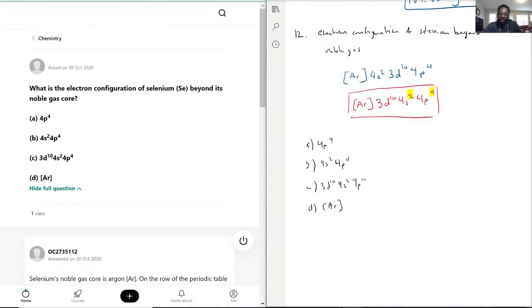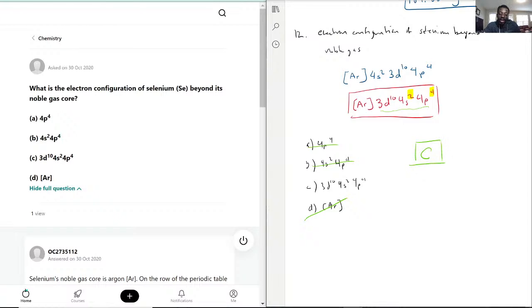So its noble gas actually, as we even used, is literally the argon, so that one's not even going to be an option. And now the electron configuration beyond it, we literally now have been able to solve the whole thing, so we just kind of match. We know it's not just 4p4, we know it's not 4s2, 4p4. The only answer here is C.